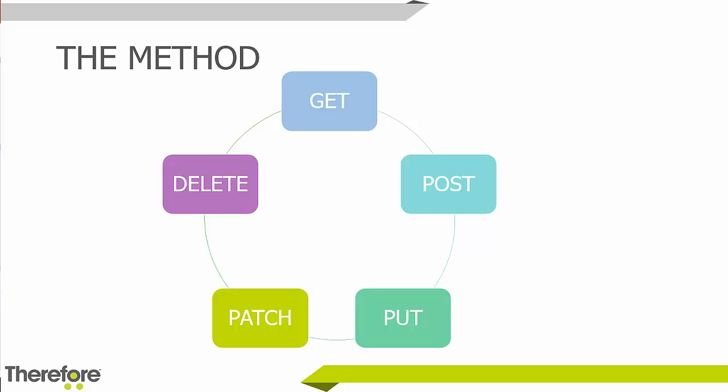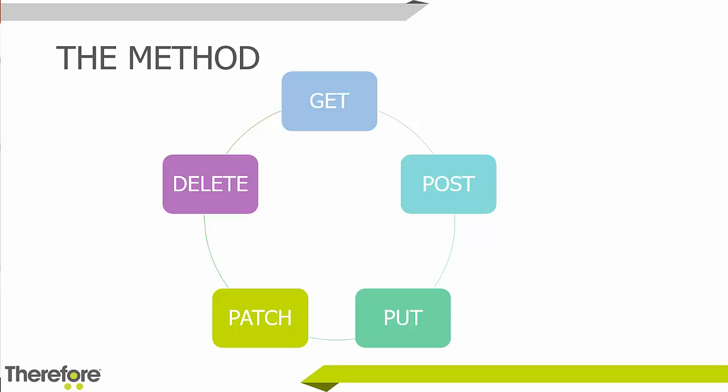For example, we could use the get method to get information from a third-party application, such as Google Maps. We could get map information. Post would create a new resource on a server, so it creates something new. We could post information about an invoice that's in Therefore to an ERP system, for example. Put and patch update a resource on a server, so it's kind of like an update operation. So it would update information.